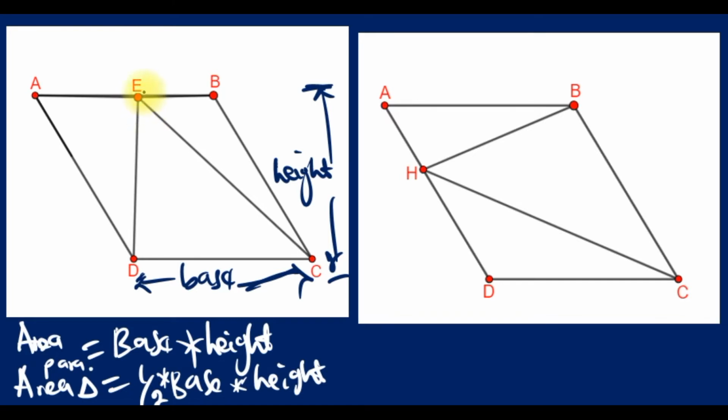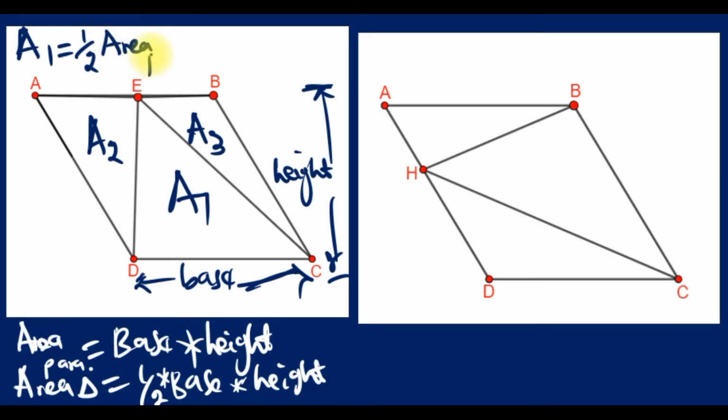So now, if we call the area of triangle EDC A1, and the remaining areas A2 and A3, you can see that A1 is half of the area of the parallelogram, that's ABCD. Yes, because as you can see, they have the same base and the same height. So it's half of that.